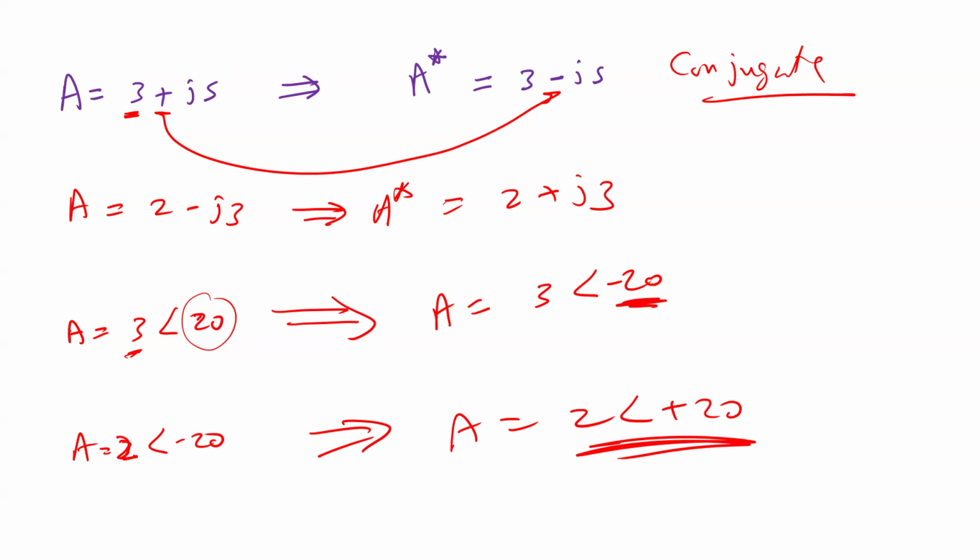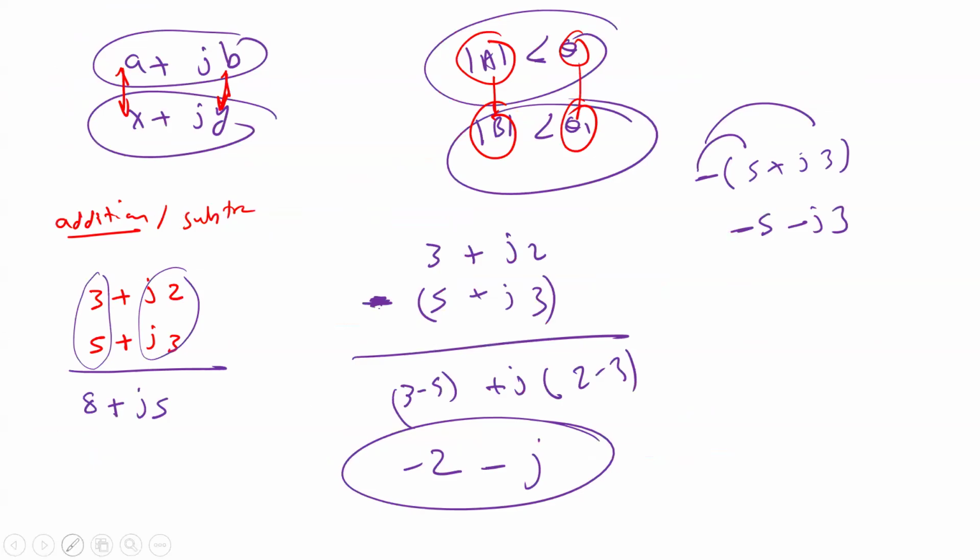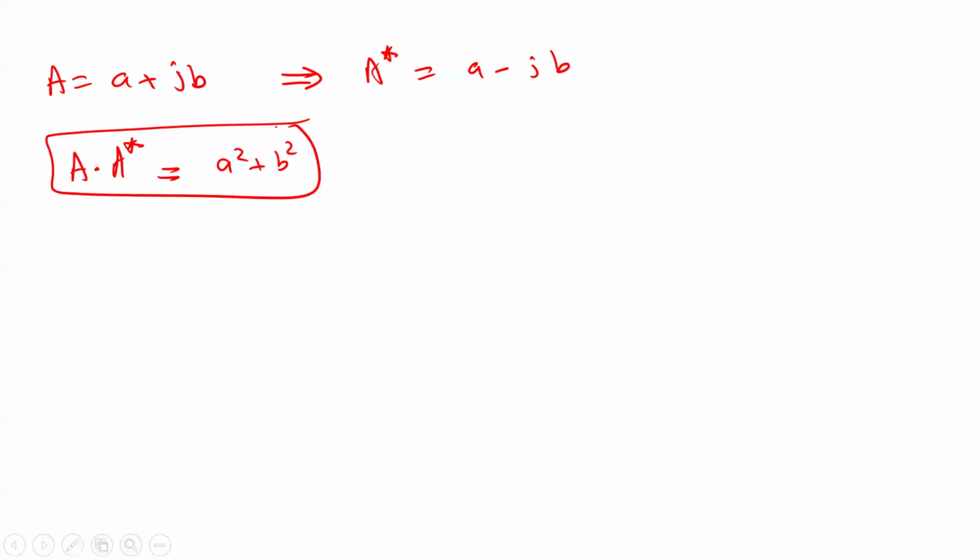We will need to use the conjugate here. So what does this conjugate mean? For example, if you have A equal to A plus jB, and I calculate the conjugate of this one, A asterisk, it should equal A minus jB. If you multiply a number by its conjugate, what you are going to get is A square plus B square. So if I multiply a number by its conjugate, the result doesn't have any imaginary part, only real part.